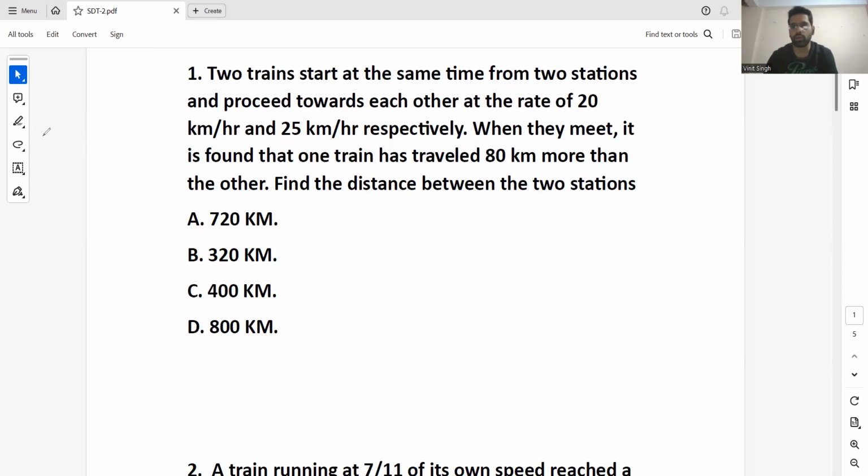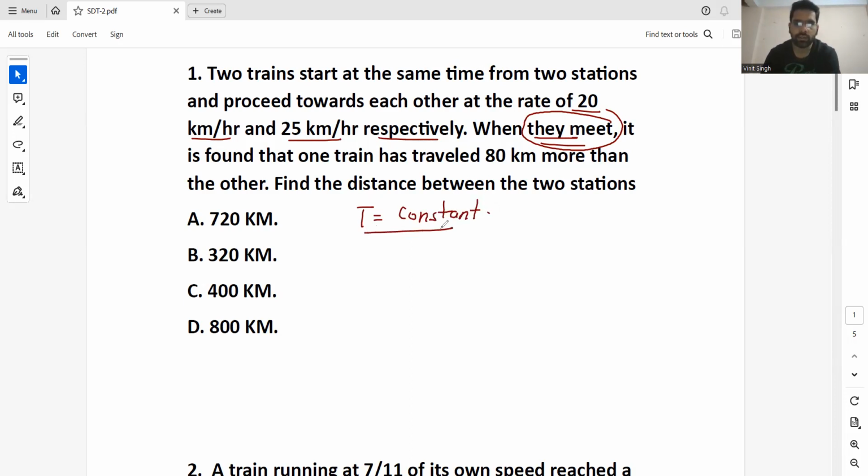First of all, we will find out what is the constant, whether it's speed, time, or distance. Two trains start at the same time from the two stations and proceed towards each other at 20 km per hour and 25 km per hour respectively. When they meet, the time traveled by the first train is equal to the time taken by the second train, since they meet at the same time. So in this case, we can say time is constant.